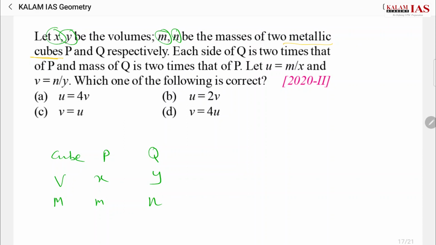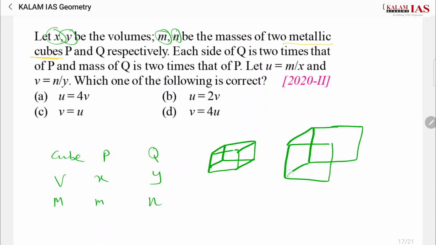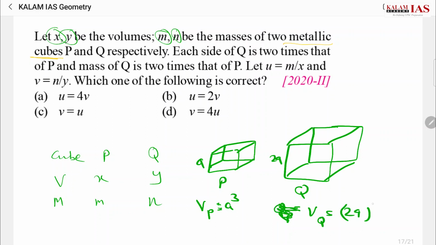Each side of Q is 2 times that of P. So this is suppose the cube P. This is suppose the cube Q. Now if this is length A, this is 2A. So volume of P will be A cube. For Q, volume of Q will be 2A cube.